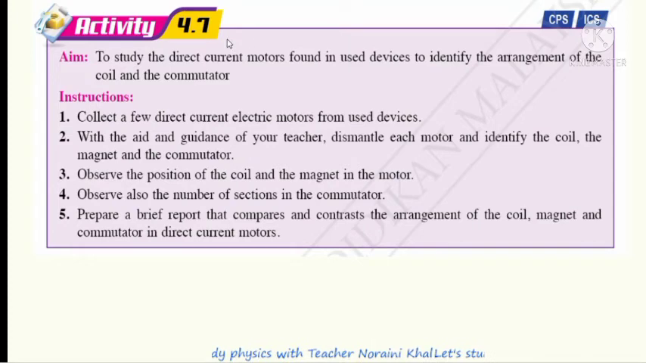Look at activity 4.7 to study the direct current motor found in used devices and identify the arrangement of the coil and commutator. You can try to find any used devices and look at the components of the electric motor. So this can be one of your activities as PBL. You can prepare a brief report and compare and contrast the arrangement of coil, magnet, and commutator in DC motor.